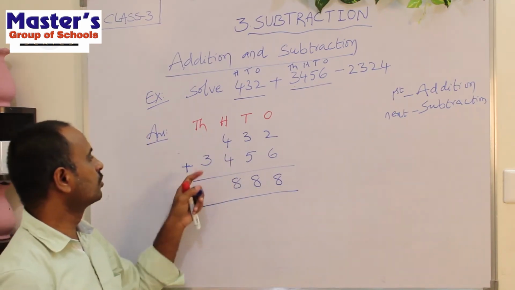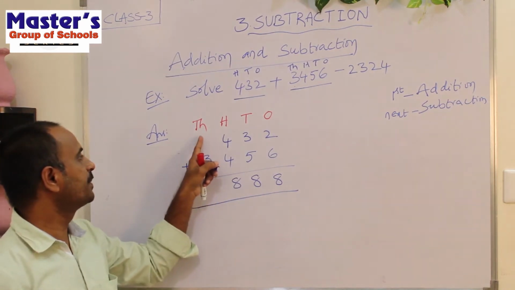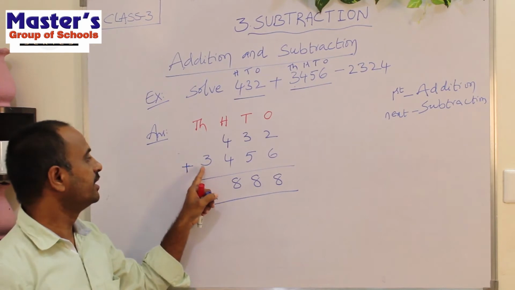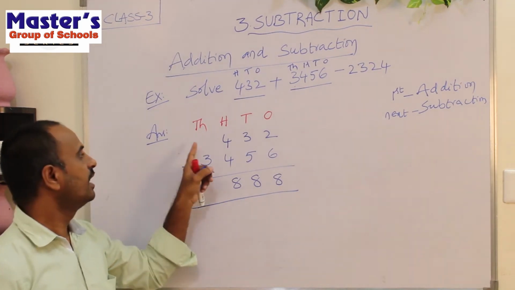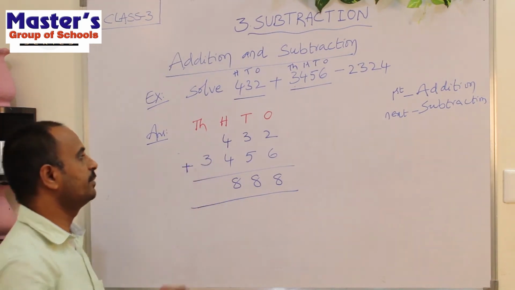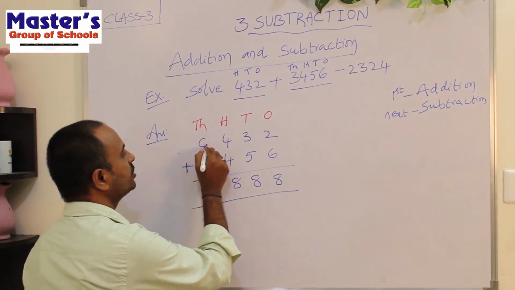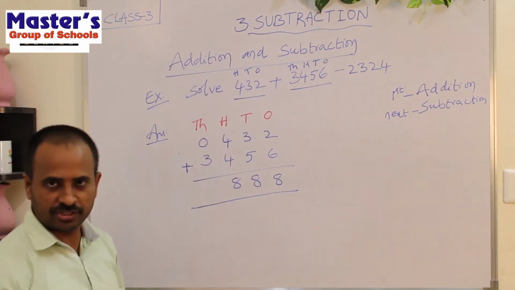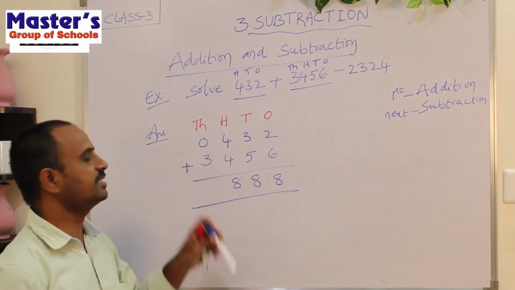So now go to the thousands place. What are the digits present in the thousands place? Only 3. That is, only 3 is present in the second number, and there are no thousands in the first number. No thousands means 0. So there are 0 thousands in the first number and 3 thousands in the second number.